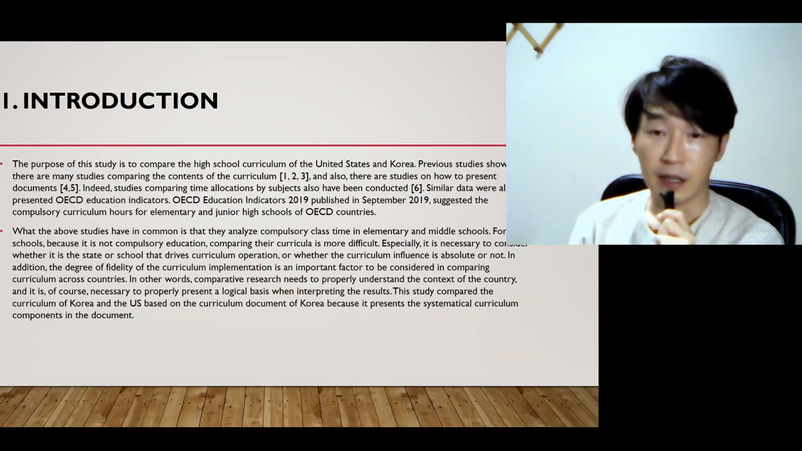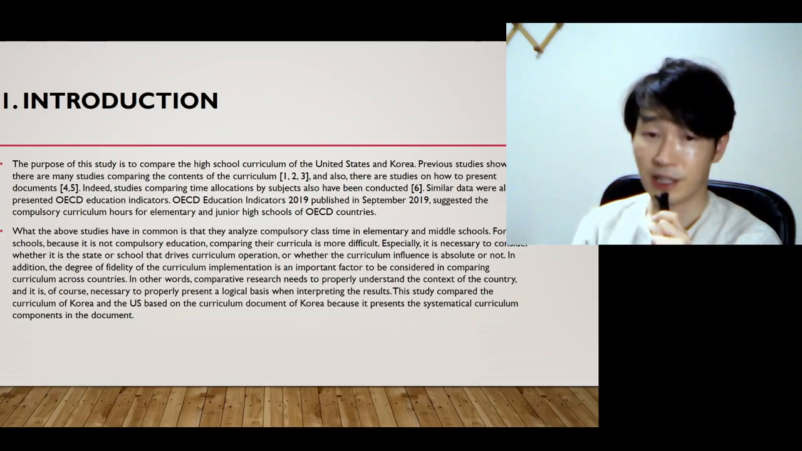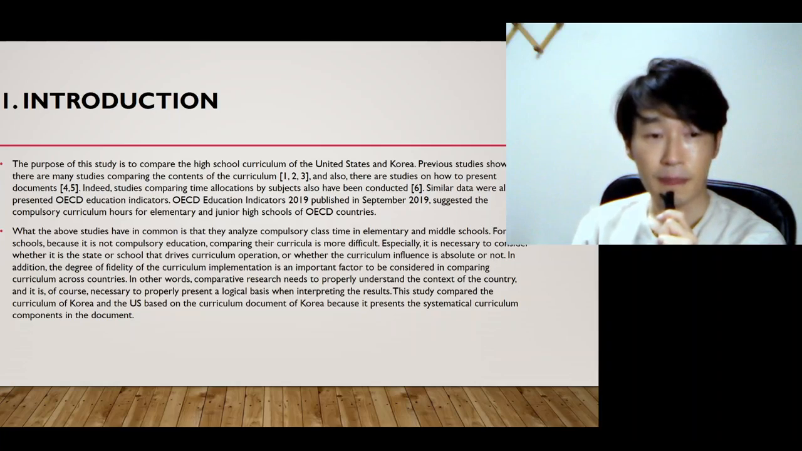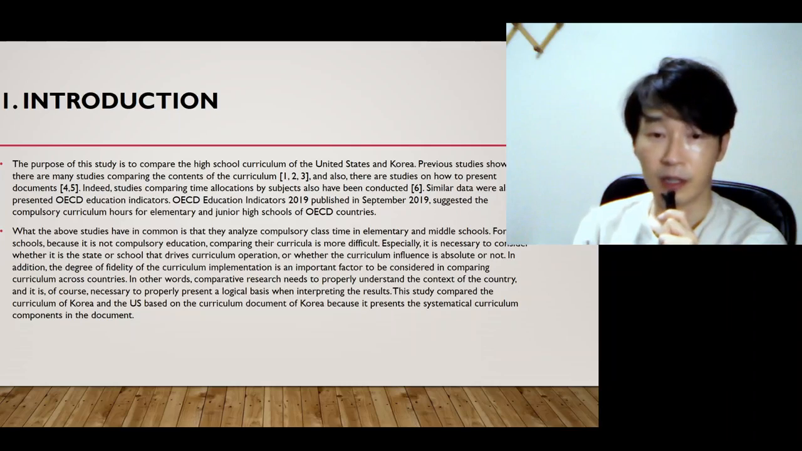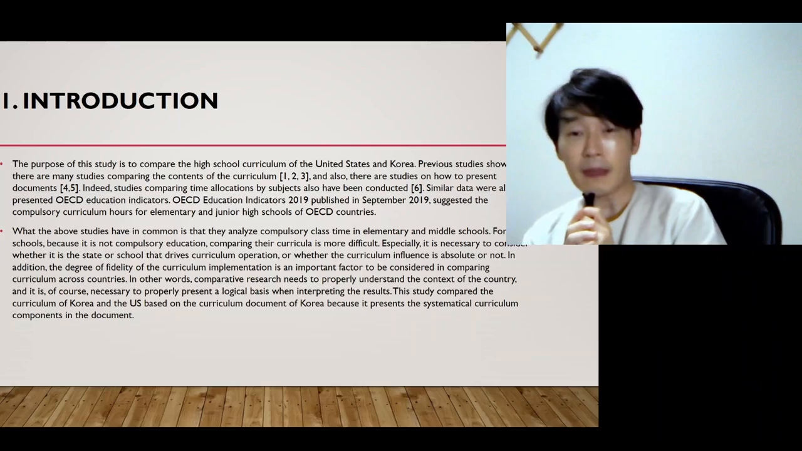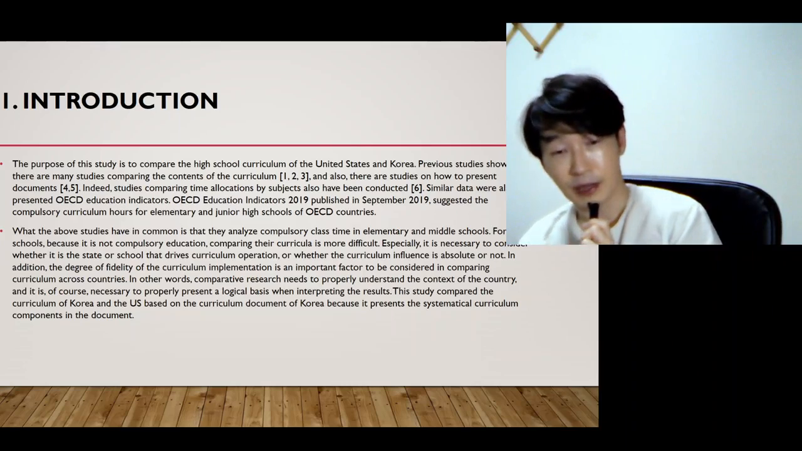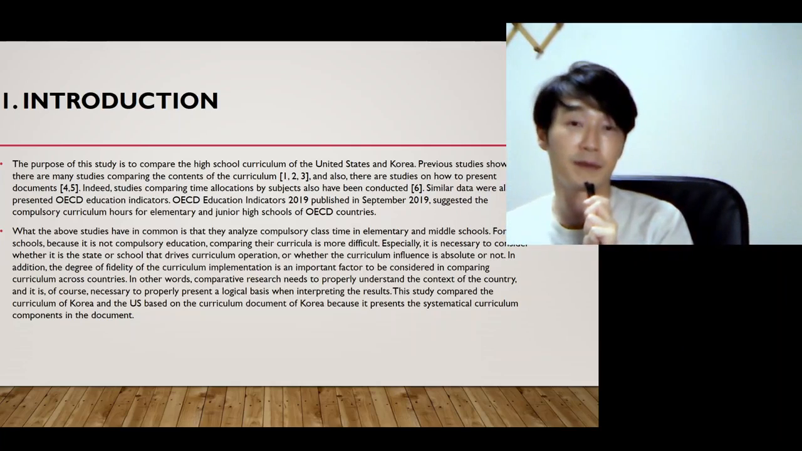Especially, it is necessary to consider whether it is the state level or the school level that drives curriculum operation. Also, we need to consider whether the curriculum has absolute influence or not. In addition, the degree of fidelity of curriculum implementation is an important factor to consider in comparing curricula across countries. So this study compared the curriculum of Korea and the US based on the curriculum document of Korea, because it presents the systematic curriculum components in the document.